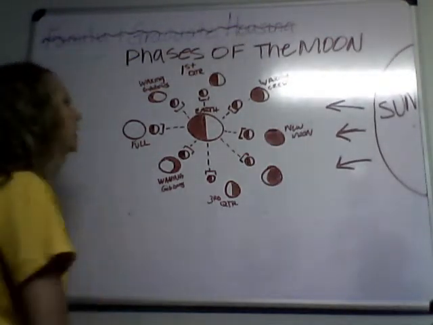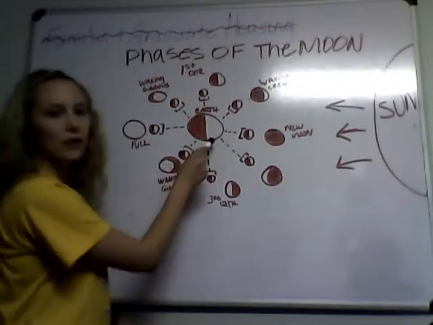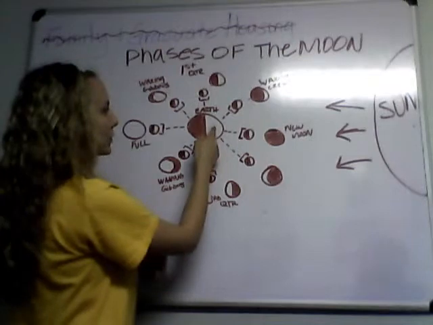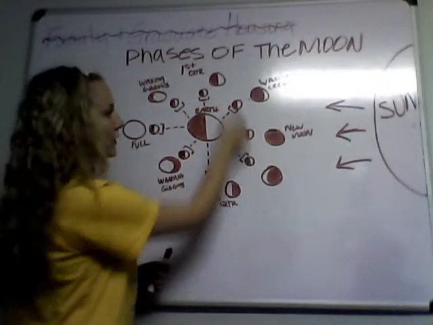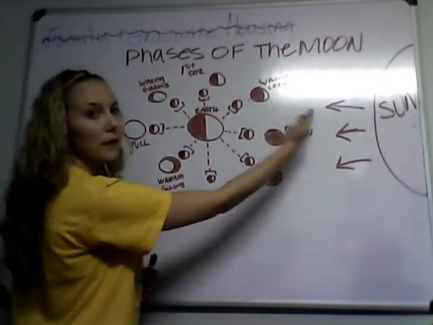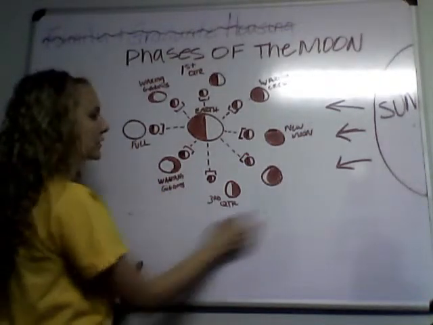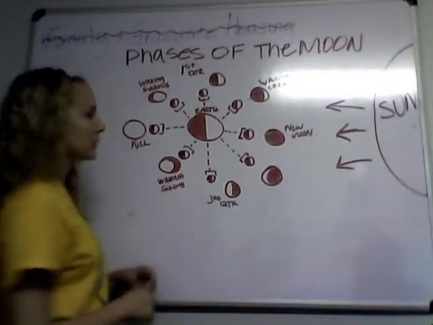Okay, so with this picture, this is the Earth in the center. The sun is on this side, which is why if you look at the Earth and then all the small moons, it's always lit up on this side because that's the direction that the sunlight is coming. Each of these are the different phases of the moon that we've drawn.